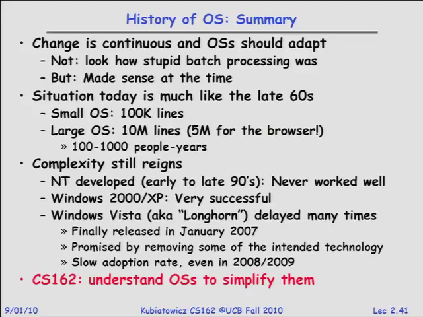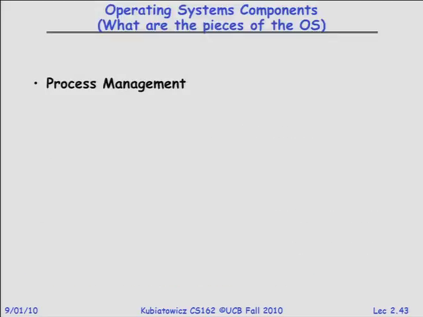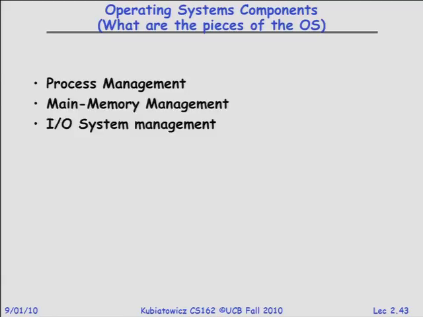So what are some pieces of the operating system? So process management, main memory management, I/O system management, file management, networking. Okay, these are all things that we could talk about, and we will.